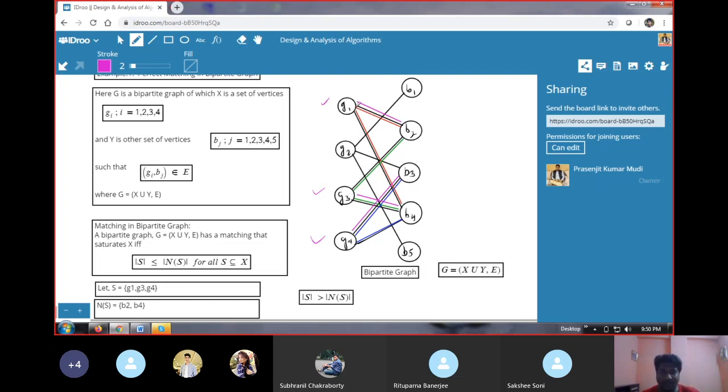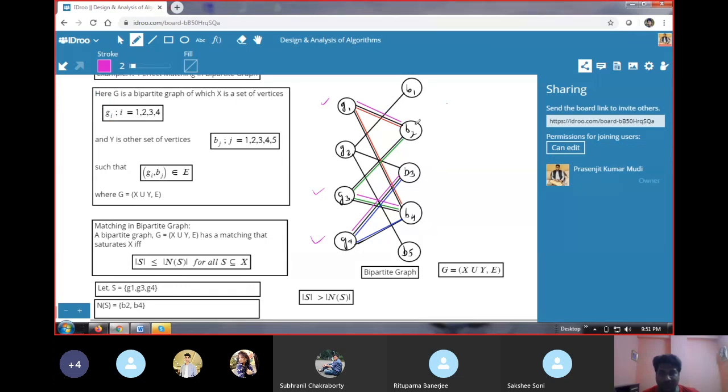So girl G1 has two options: boy B2 and B4. Similarly, girl G3 has two options: boy B2 and boy B4, which are shown as green edges. Similarly, G4 has two boys, option B3 and B4, which are shown as blue edges. Now if I try to find a match, let's use a pink color. This is not pink, I think purple, whatever.